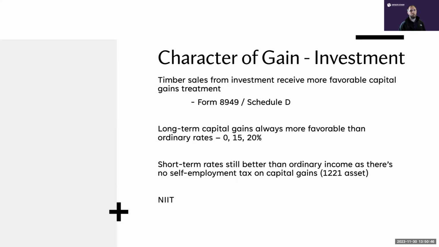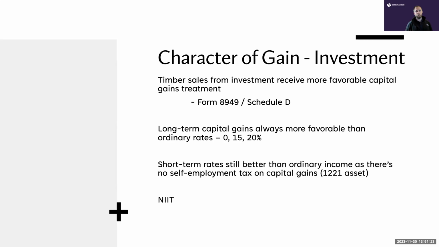From the investment standpoint, timber is treated as a capital asset, and you get capital gains treatment. The long-term capital gains are always more favorable as far as the tax rates. Sometimes I hear people say they're trying to avoid capital gains, but really the tax rates are always favorable for capital gains. Now, the long-term is much more favorable, and it depends on your current level of income and tax rates, but it's going to be taxed at either 0, 15, or 20%.